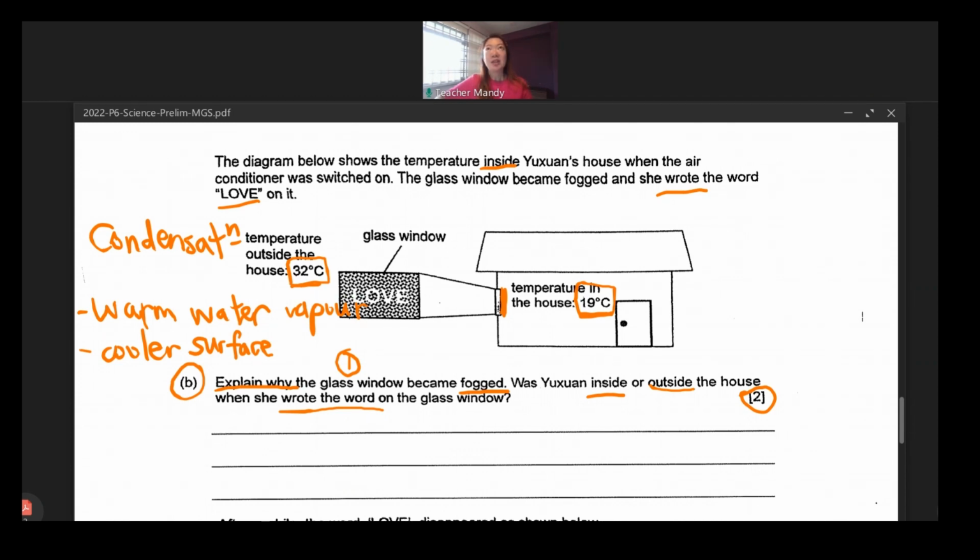So the so-called formula, okay, or the golden keywords for condensation is warm water vapor coming into contact with the cooler surface of, over here is the glass window, forming tiny water droplets. And then the next question is, inside the house or was she outside the house? Just one thing about it. 10 seconds.